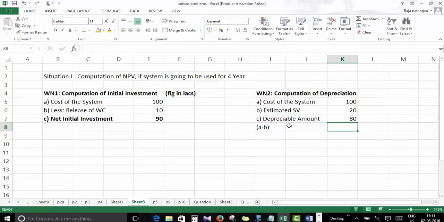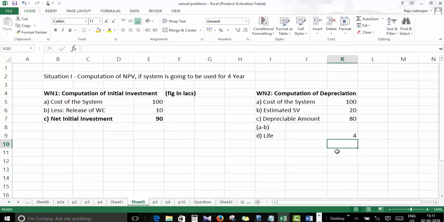And we know the life. So now the assumption is we are going to use it only for 4 years. But the life can be 5 years. But let's say we are going to dispose it off over a period of 4 years, will not carry it till 5. So in that case, life will be treated as 4 years.